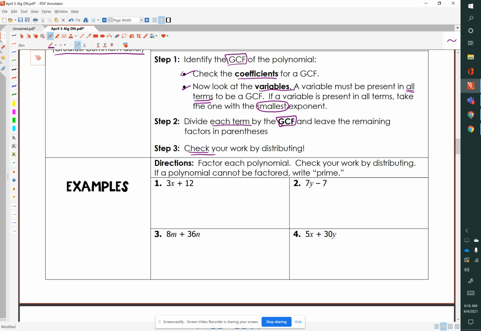So our directions ask us to factor each polynomial. We're going to check our work by distributing. If the polynomial cannot be factored, we will write prime.